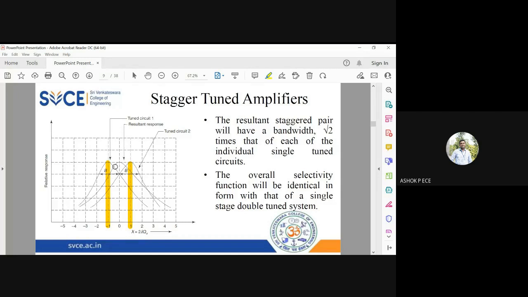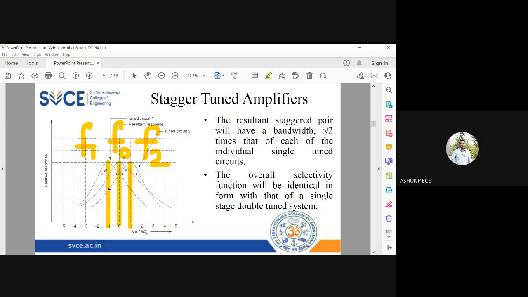So you can see it exactly is coming between the two curves, and it is going to peak at the center frequency, which is usually called F0, and the other side frequencies are F1 and F2. So F1 is going to be the resonant frequency of tuned circuit 1. F2 is going to be the resonant frequency of tuned circuit 2.